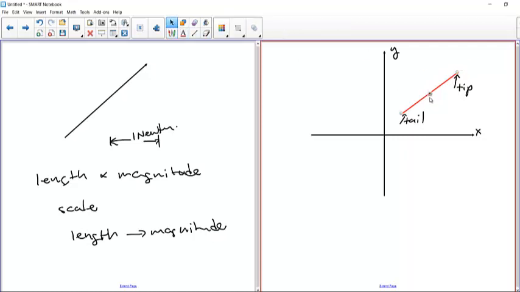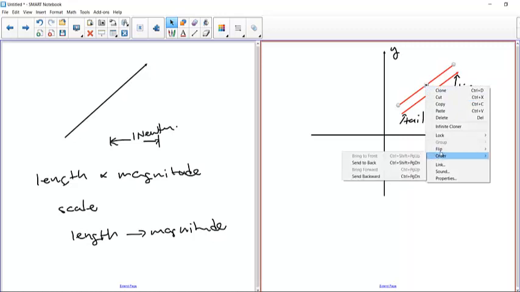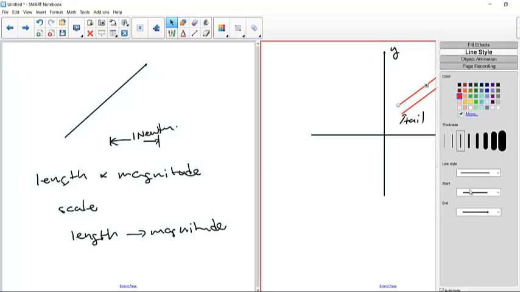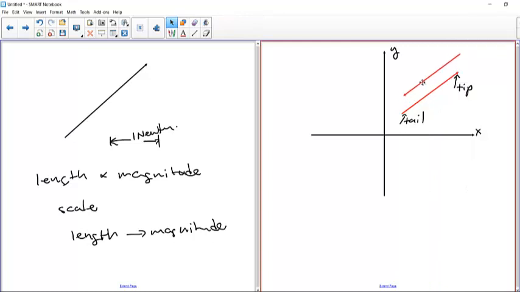Because we could have the same looking scenario if I clone this thing, but what I do is I flip the tip and the tail, so the start becomes this and the end becomes this. Now they look like they have the same direction, they're the same length, but this one is pointing down to the left and this one's pointing up to the right. So these vectors are not the same because of where the tip is relative to the tail. Okay, so we'll come back to that.